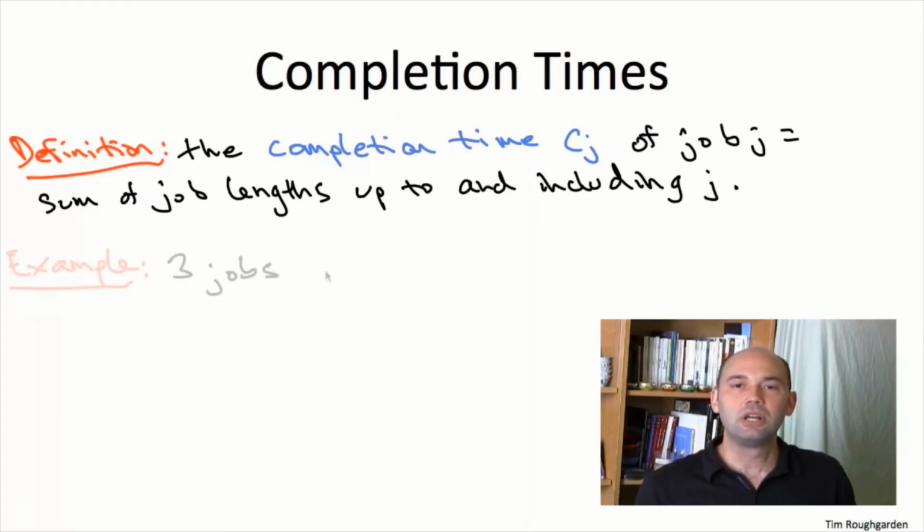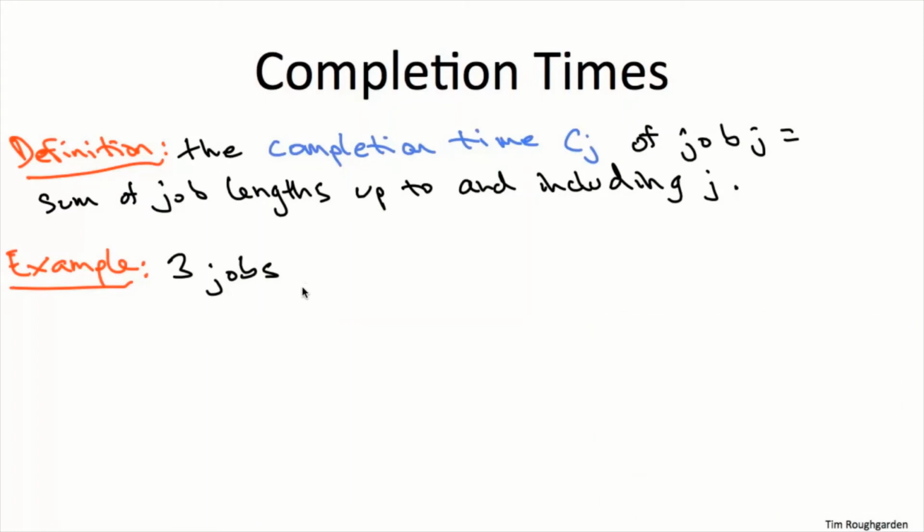To make sure this is clear, let's go through a quick example. Suppose there are three jobs with lengths 1, 2, and 3. I'm not going to tell you the job weights because they're irrelevant for the purposes of computing the completion time. And let's suppose we do the schedule where we just schedule job 1 first, then job 2, then job 3.